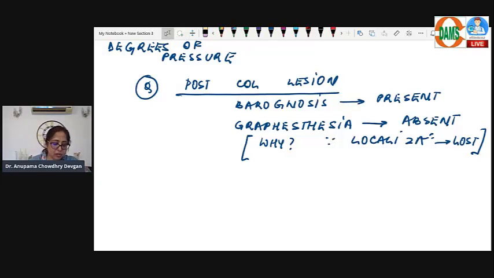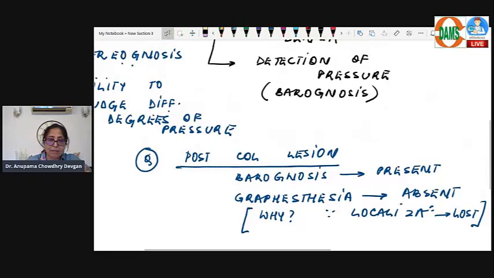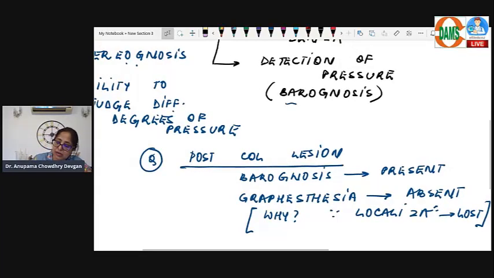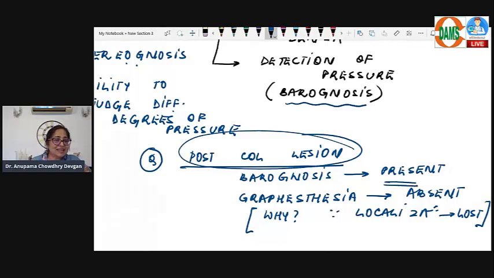Barognosis is carried by the anterior spinothalamic tract. So if there is a posterior column lesion, barognosis is intact, because it is not carried by the posterior column but by the anterior spinothalamic tract.